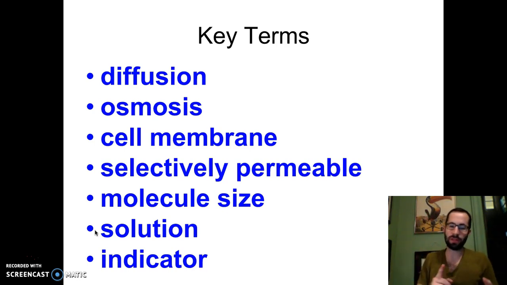Diffusion, osmosis, cell membrane, selectively permeable. Molecules, you should know what those are and how their different sizes are, like glucose is a small molecule and starch is a large molecule. You should know what a solution is, which is just a combination or a mixture of substances. Typically, like glucose and water would be a solution, or iodine and water should be a solution. And lastly, you should be familiar with the term indicator. And remember, an indicator is a substance that tells you whether or not something is present. So if iodine is an indicator, it tells you whether or not starch is present when a color change occurs. Glucose indicator solution is an indicator that changes colors when glucose is present.